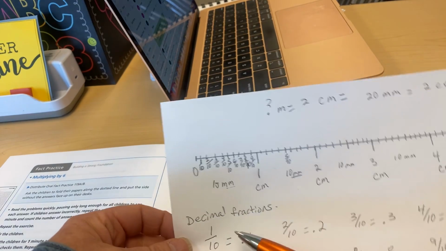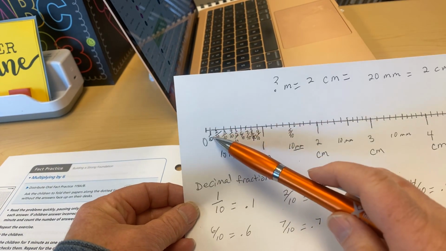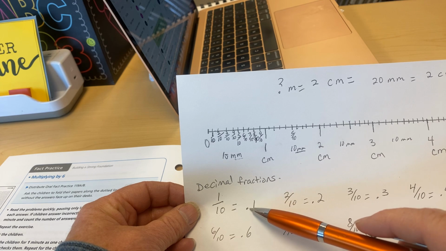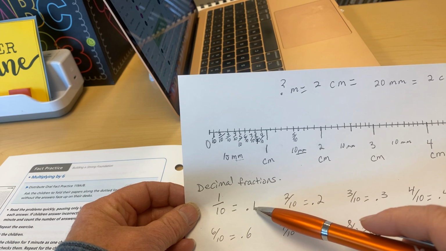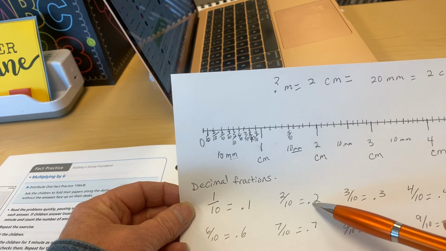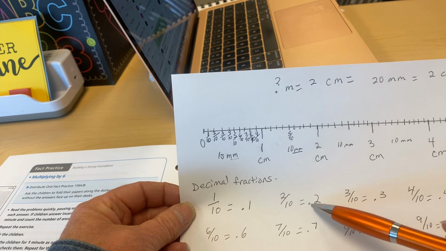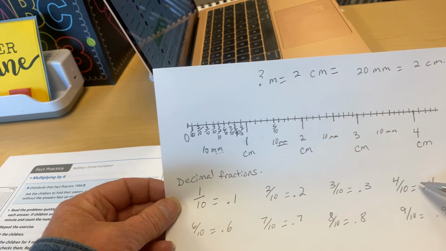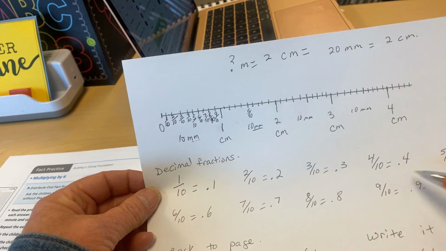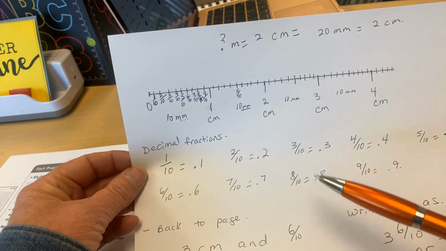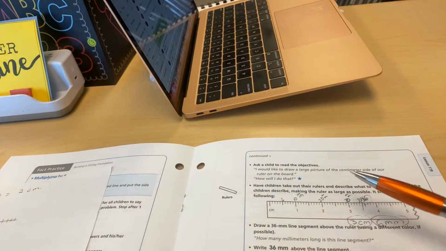Now, when we write fractions, I have a 1/10 right there. So 1/10 can be written an easier way, 0.1. That still means the same thing. 2/10 equals 0.2. You can write with a decimal, then 2. 3/10 equals 0.3. 4/10 equals 0.4, and so on. So you can see this video. So now I'm going back to the page.